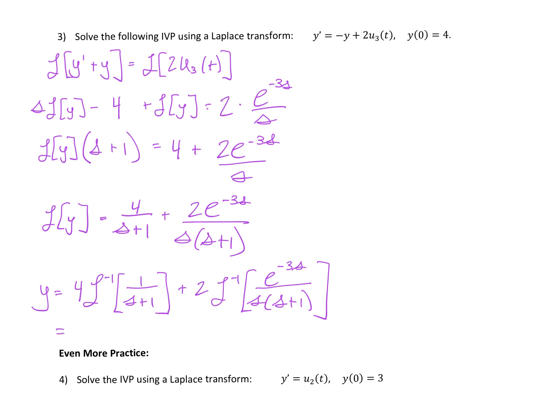So this inverse Laplace, 1 over s plus 1, is straightforward. That is e to the negative t. So I have 4e to the negative t plus 2 times the inverse Laplace of e to the negative 3s over s times s plus 1. All right, to get this inverse Laplace, this last piece here, I need to do partial fractions on 1 over s times s plus 1. I'm going to get a new page and do that.